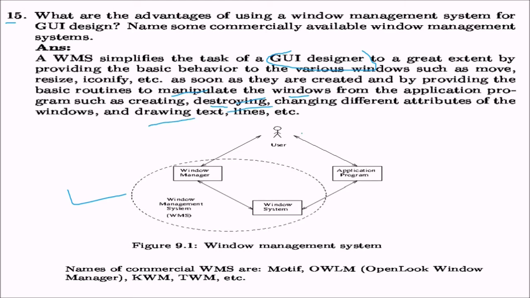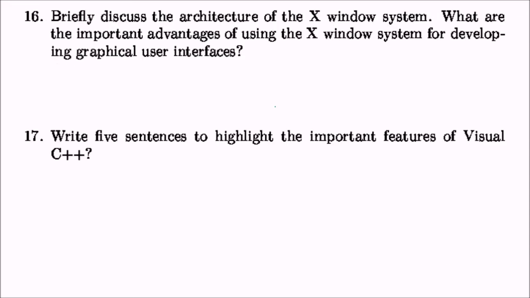easily. So this is a user. This is a window management system. You have a user, and you have a window management system in this. So in a window management system, you have the window manager and you have the window system. Your user, when he is using the application program, is actually dealing with the window system and window manager at the same time. There are a number of commercial WMS like Motif, OpenLook Window Manager, KWM and TWM, etc.